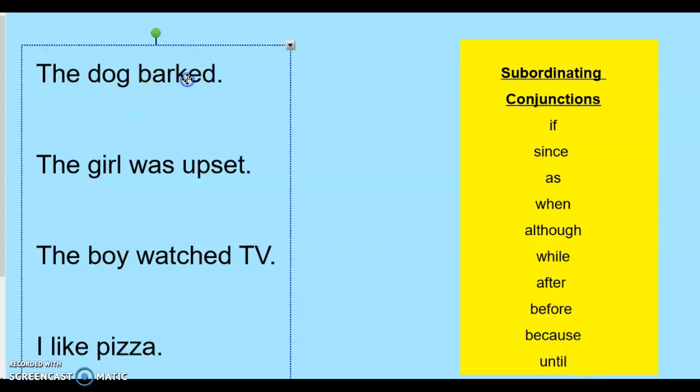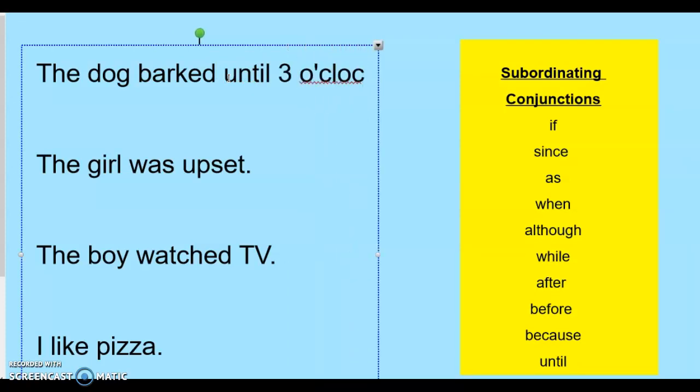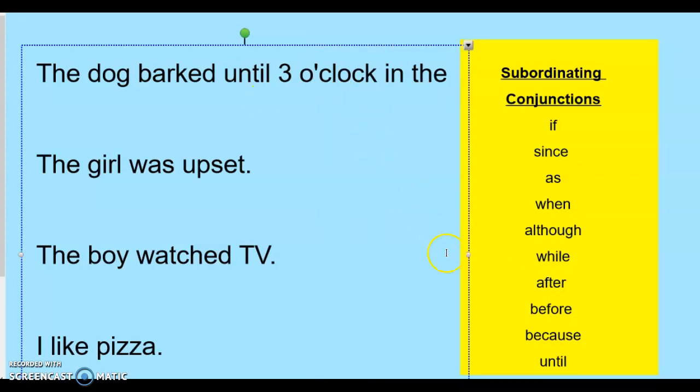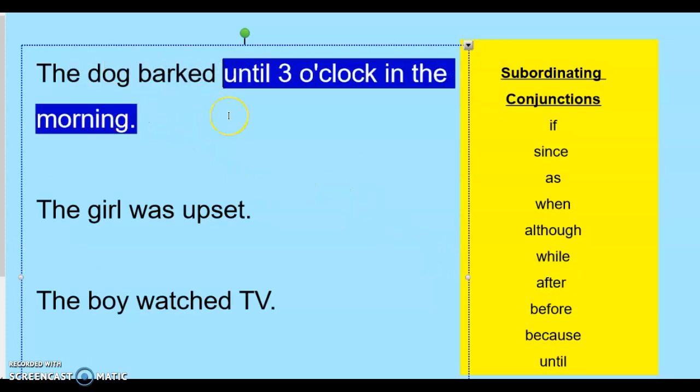Okay, so if I took this sentence here, the dog barked, for example, I would add some extra information to that sentence: until 3 o'clock in the morning. So this part of the sentence, until 3 o'clock in the morning, has now become the subordinating clause, okay, because until 3 o'clock in the morning doesn't make sense by itself, and it's attached itself onto the dog barked. So the dog barked is the chicken, that makes sense by itself. Until 3 o'clock in the morning is the baby chick. It's just attaching itself to add in extra information.